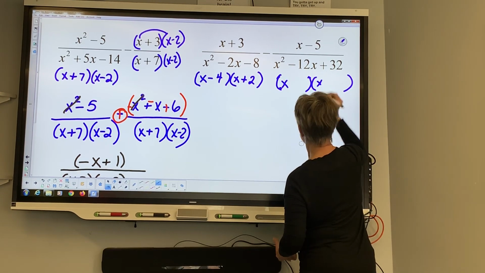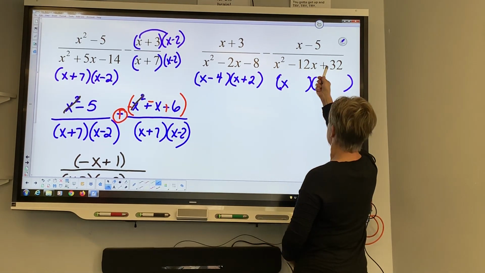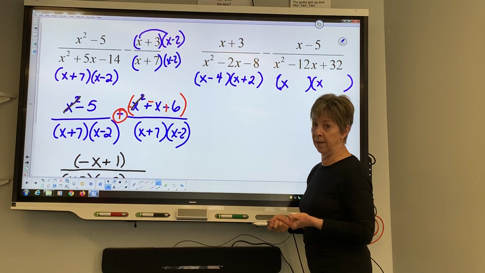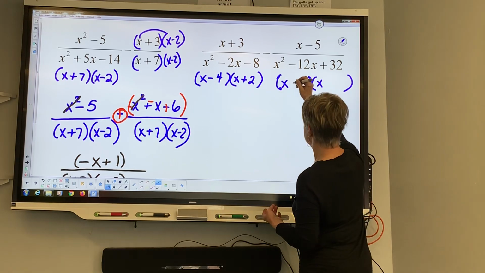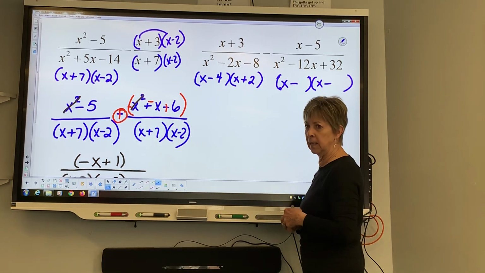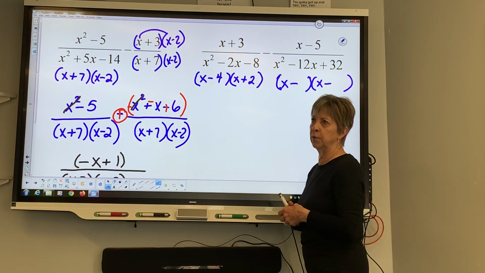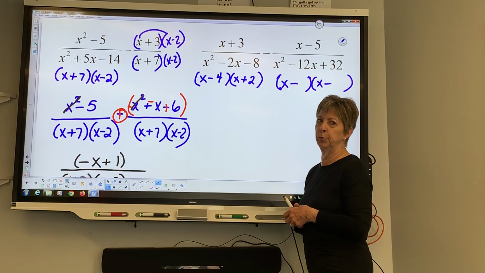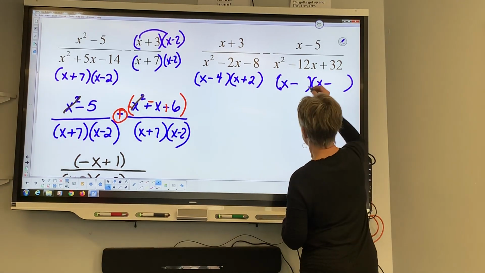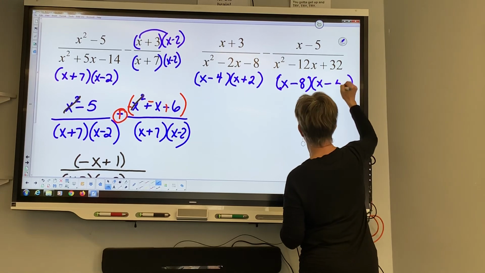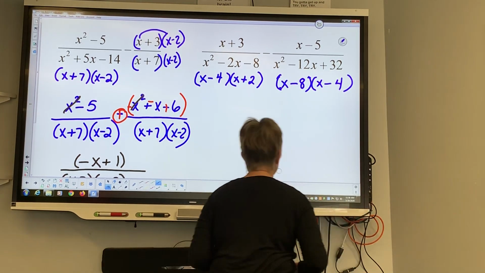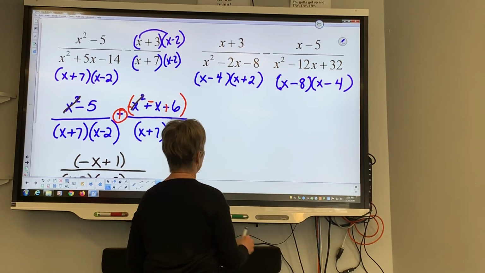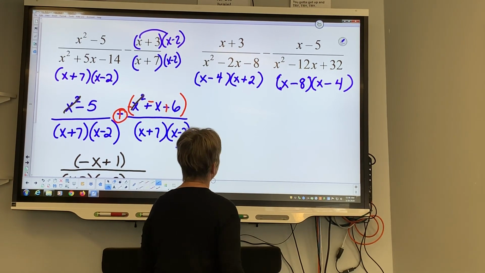All right, this, x and x. Now let's reason this through. This is positive, which tells me I have to have either both negatives or both positives. Since this is negative, they're both going to be negatives. What factors of 32 add up to 12? 8 and 4, okay?